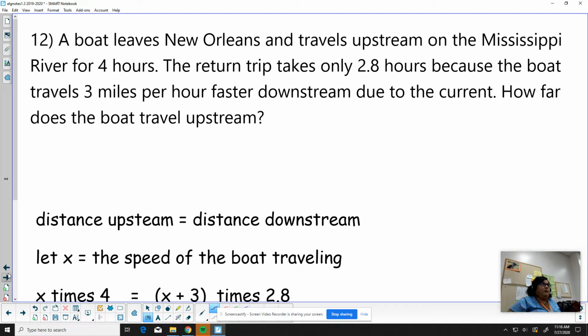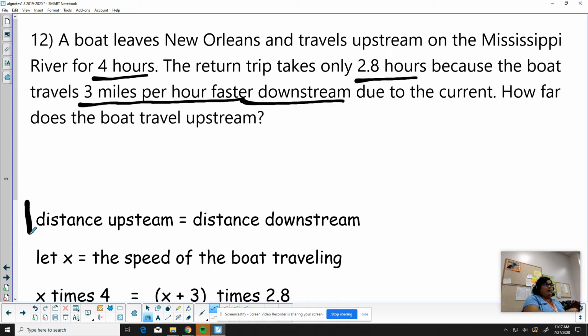All right, let's do a story problem. So it says a boat leaves New Orleans and travels upstream on the Mississippi River for 4 hours. The return trip takes only 2.8 hours because the boat travels 3 miles per hour faster downstream due to the current. How far does the boat travel upstream? Well, we're going to set distance upstream equal to distance downstream. And it tells you that right here.